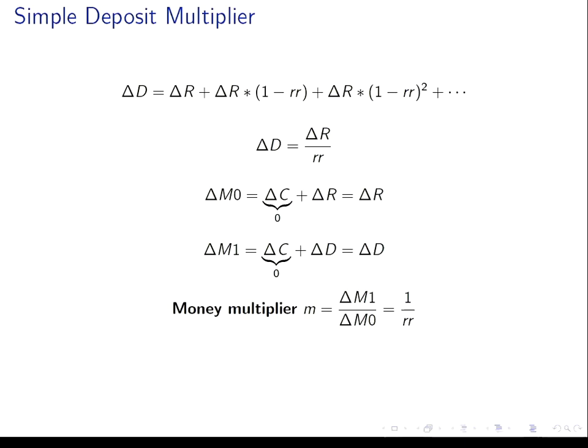What's the change in monetary base? Just the change in R. What's the change in money supply? Change in D. What's the money multiplier then, which is the change in money supply divided by the change in monetary base? Just the reciprocal of the reserve requirement ratio, right? Again, this is a very simple deposit multiplier.